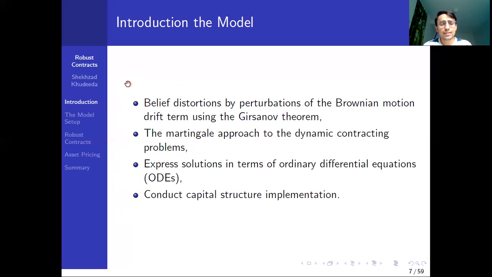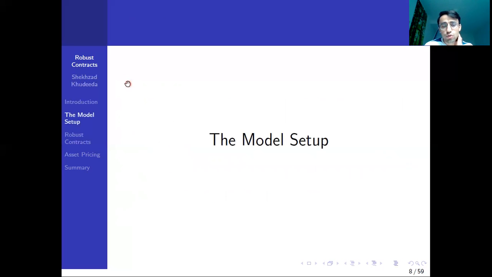The last item allows us to conduct the capital structure implementation, and we can analyze the impact of robustness on asset pricing. So now we will try to set up our model.